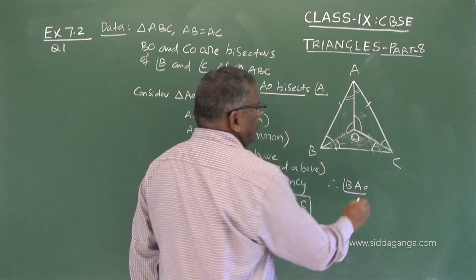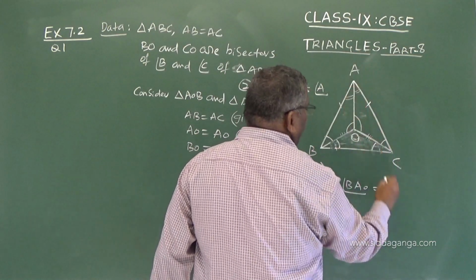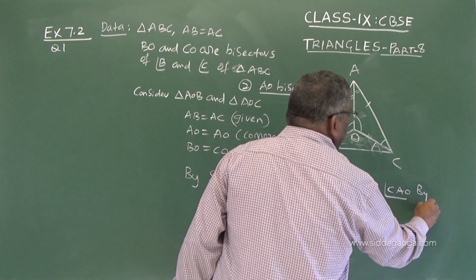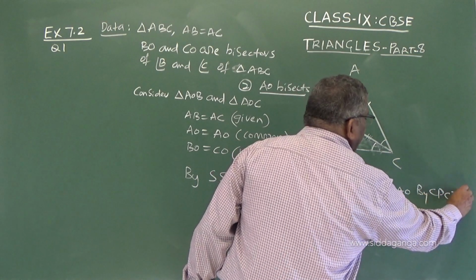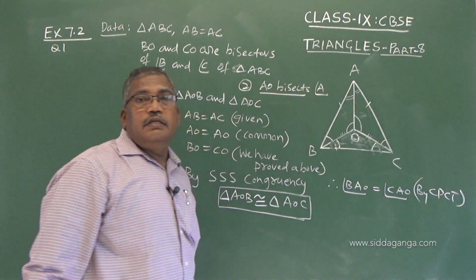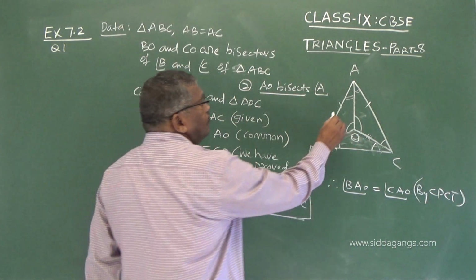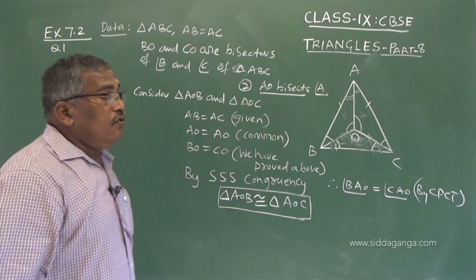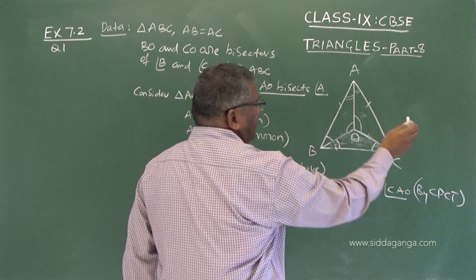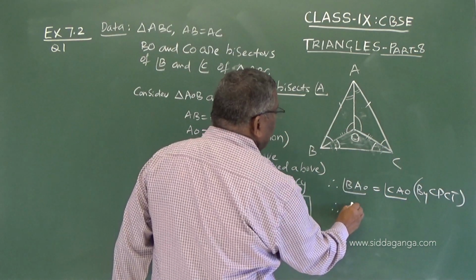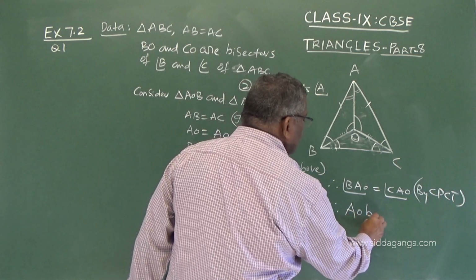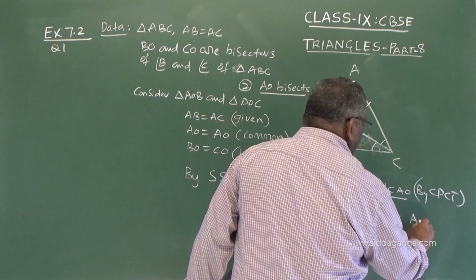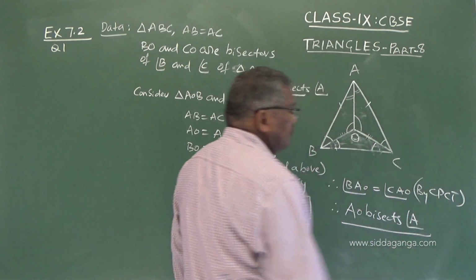So therefore, we can straight away say angle BAO is equal to angle CAO. How do we say this? By CPCT, corresponding parts of the congruent triangles. So when these two are equal, the question is AO bisects A. So when these two angles are equal, we can say therefore AO bisects angle A. So this is the answer.